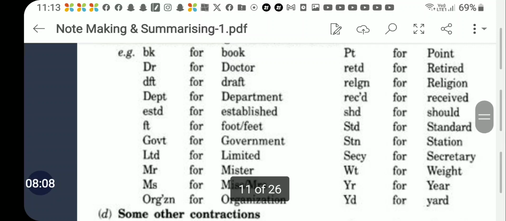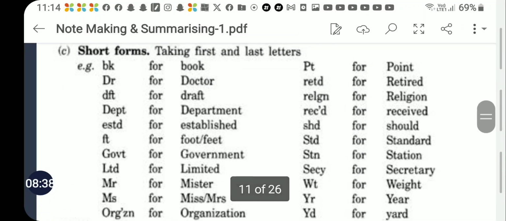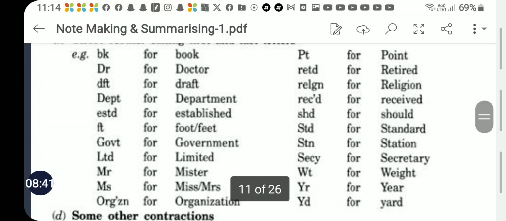Here are several examples that we can go through. For instance, established, est is used; for foot, ft is used, foot or feet; for government, govt is used; ltd is used for limited; Mr for Mister, Miss for Miss or Mrs; org for organization; pt for point; retd for retired; relgn for religion; recd for received; shd for should; std for standard; scn for stations; scy for secretary; wt for weight; yr for year; yd for yard.